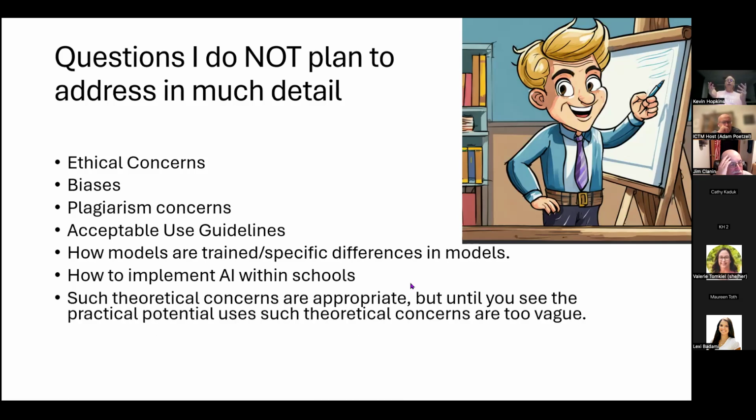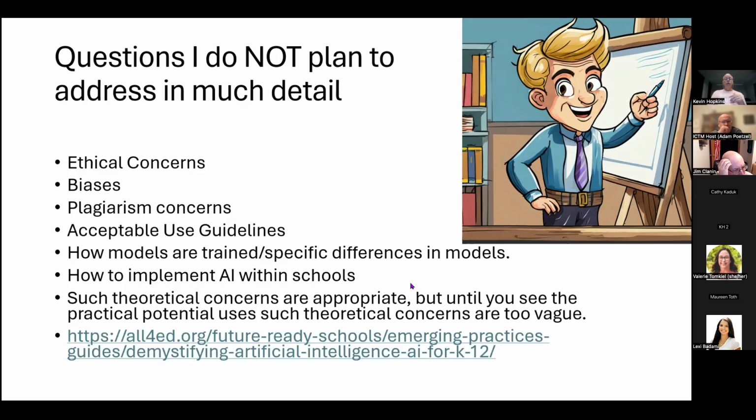I think those theoretical concerns are appropriate, but until you see just practical potential uses of AI in general, it doesn't make much sense to me to talk about those theoretical concerns. They're just too vague until we understand really what AI can do. And so we're going to look at a number of different things AI can do and see responses from AI with that. So I do have some links to some places that do address some of these.